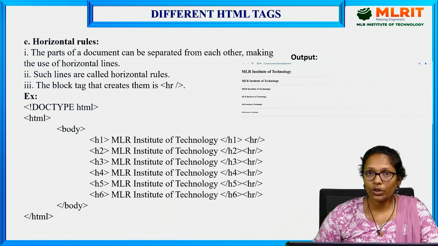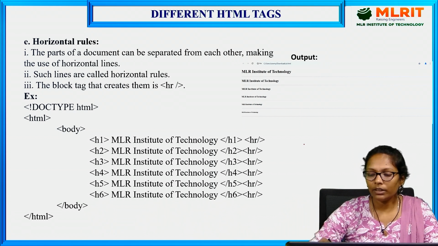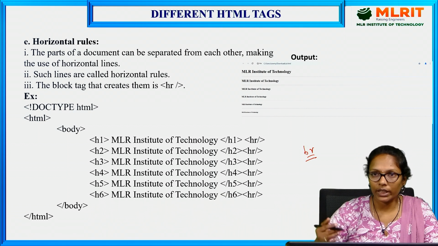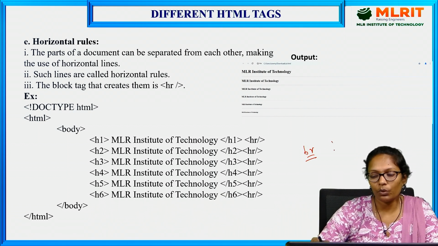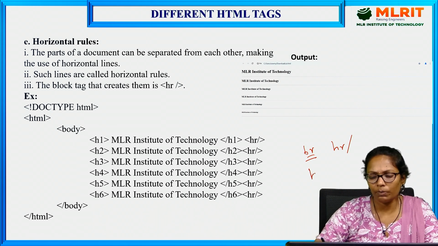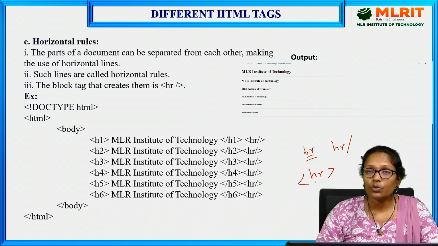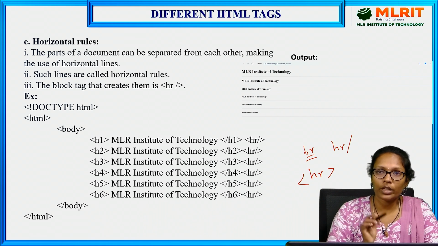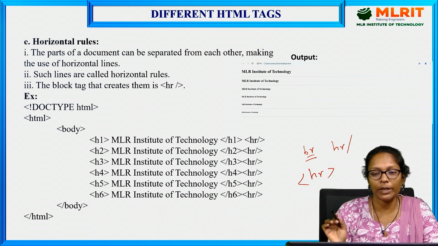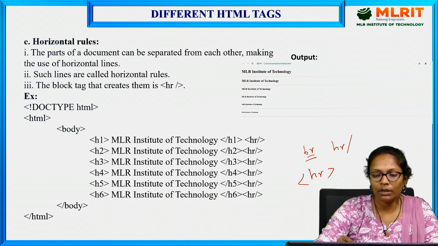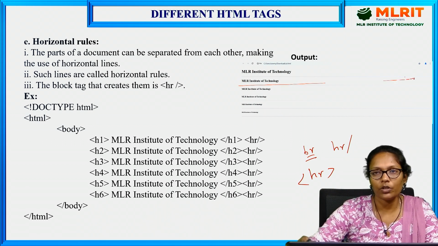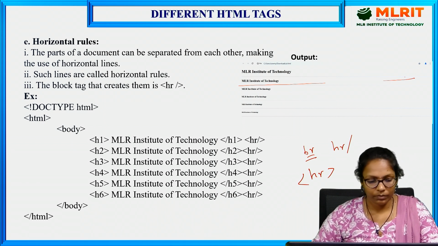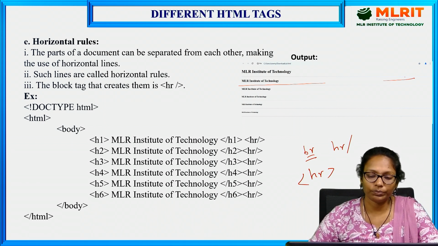Next is horizontal rules. The HR tag is similar to the BR tag. The BR tag will come to the next line. But the HR tag is also an independent tag where you write HR followed by a slash, or you can simply write HR, which is also fine. If you use this HR tag, it will come to the next line, and a horizontal line will be drawn. Like this, you can see the first heading followed by a horizontal rule, and the next H5 heading followed by a horizontal line. Using the HR tag, you can create a horizontal rule.